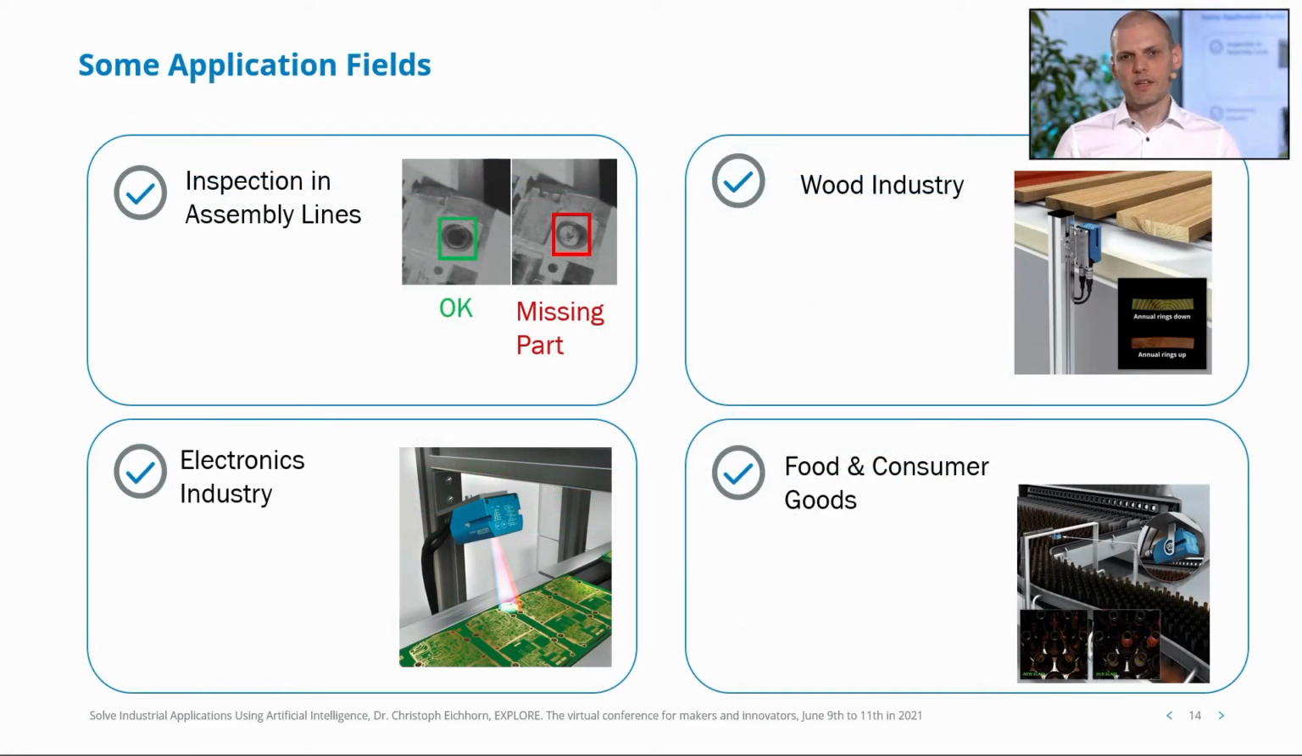So we've got many application fields where this technology can be used. We've covered two of them, the inspection and assembly line, and also the electronics industry, and the examples we've shown now. But of course, deep learning is also very good when it comes to naturally grown organic products. An example for that could be food or wood. In the wood industry, we might want to check the orientation of the annual rings of a wooden plank. And furthermore, we see plenty of possible applications and good opportunities in the food and consumer goods industry for this technology.